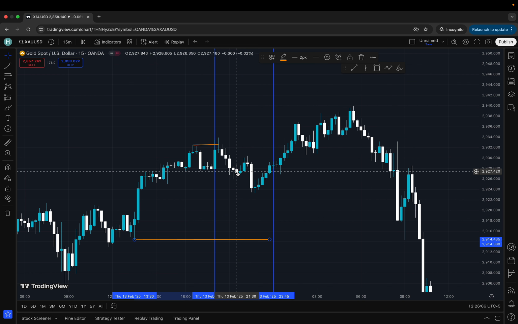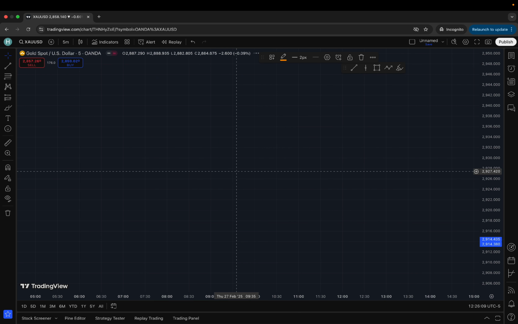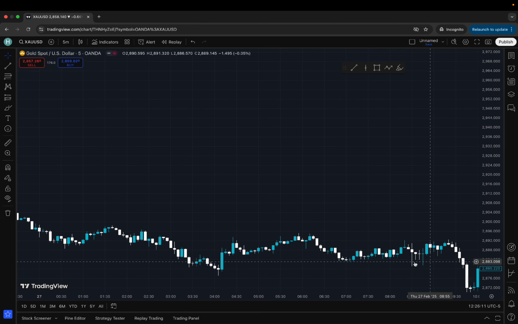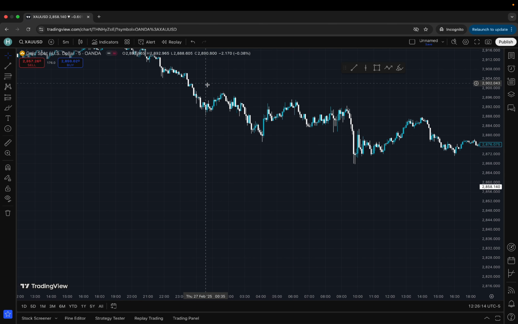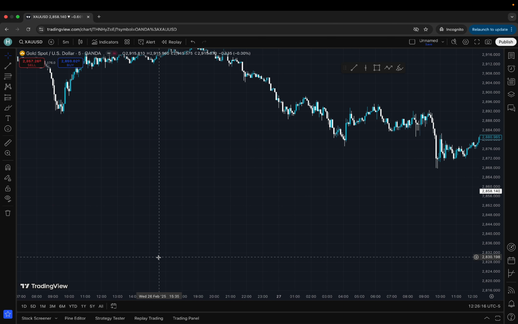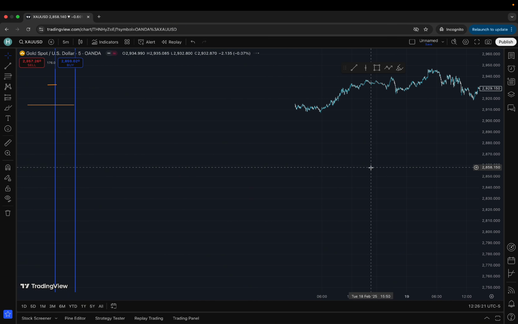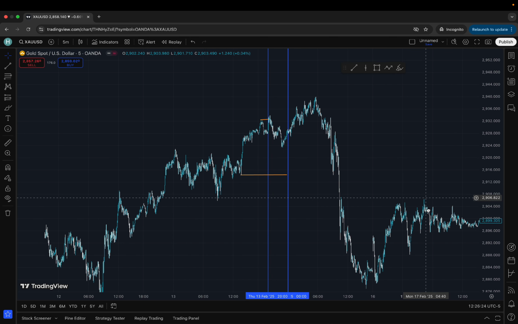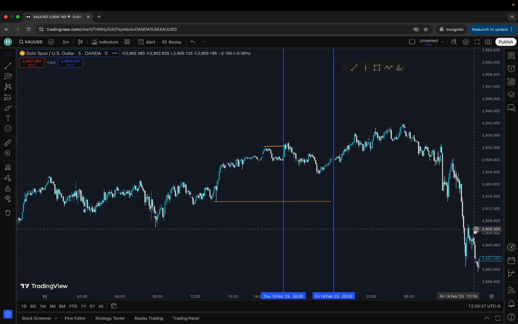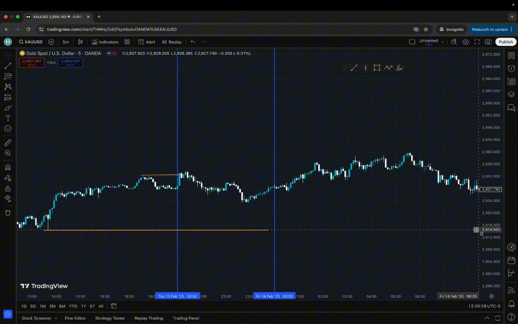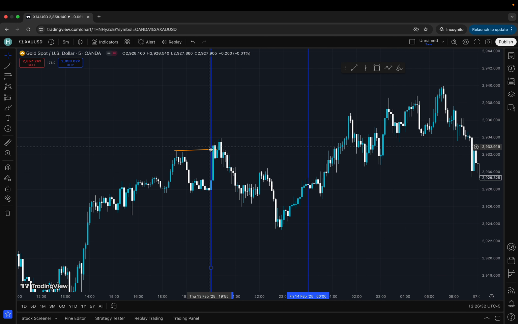So the first thing we're going to do is drop down to the 5 minutes time frame, and then we're going to wait for a market structure shift. So let me go back to this date, and I'm just going to zoom in. As you guys can see, we have a market structure shift right here, and from that, we have this tiny fair value gap.